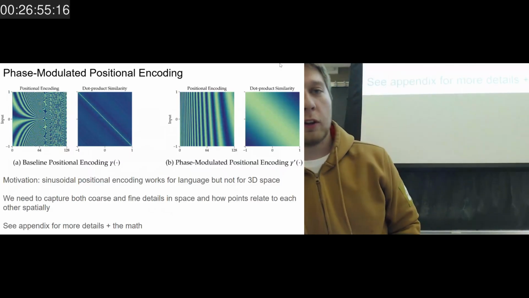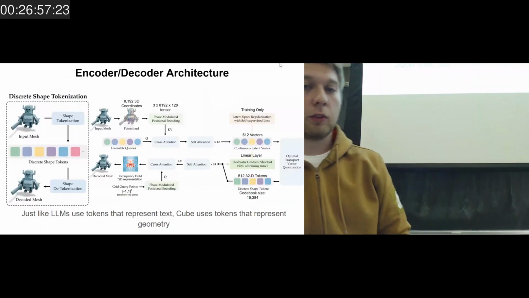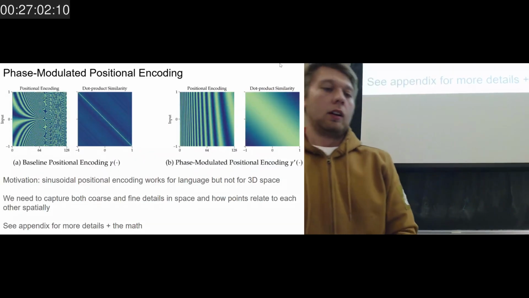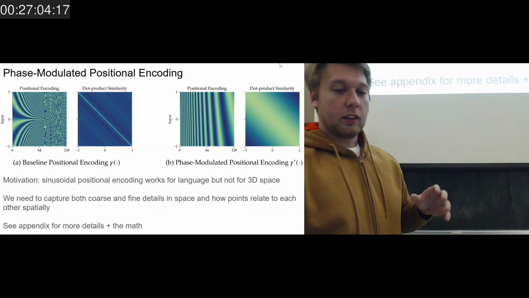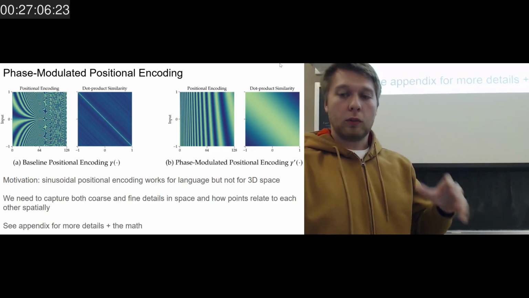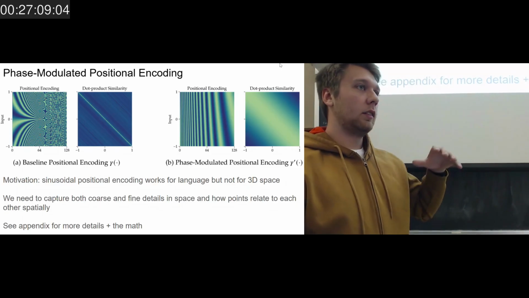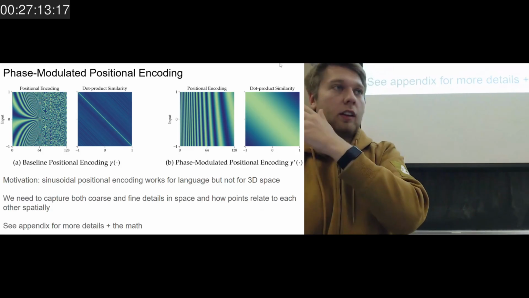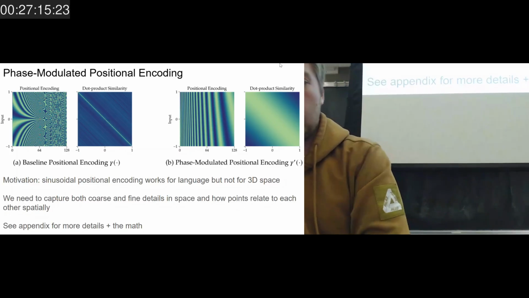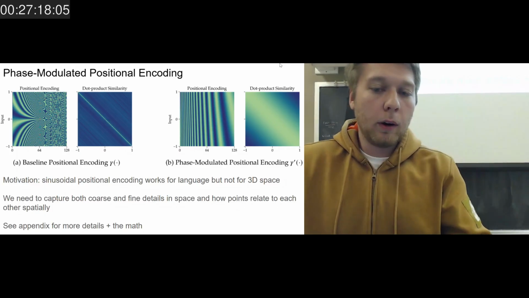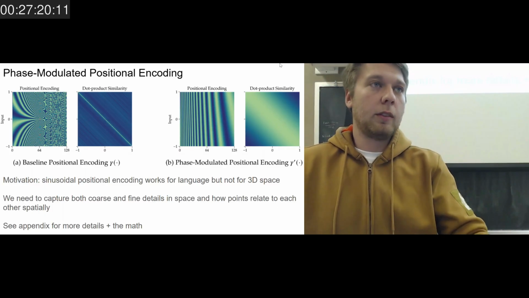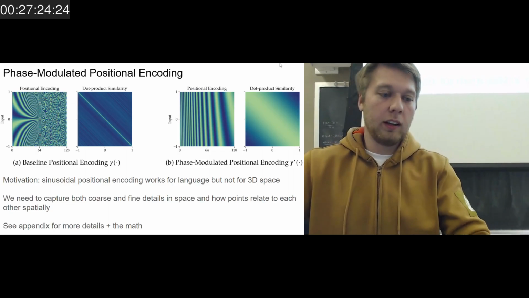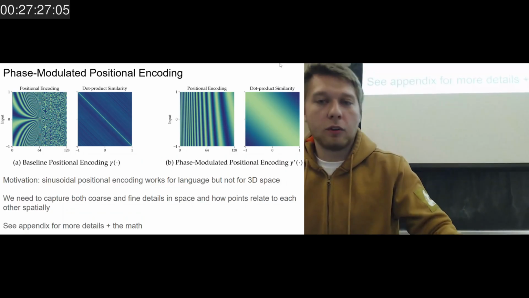So I'm going to explain the phase modulated positional encoding. That's, again, the first part here once we take that point cloud. This is the first step. The motivation behind this is, like I said, sinusoidal positional encoding works well for language, but not in 3D space. In language, we know that one word doesn't really influence a word 200 away from it. It's not that important to it. But in space, that can be very important. So we need to capture both the coarse and fine details in space and add the two together, basically.